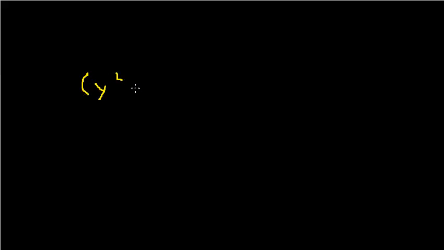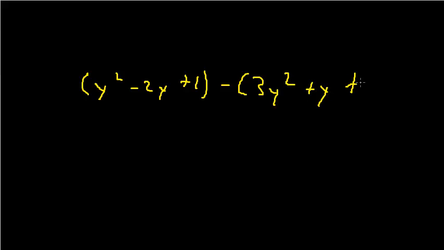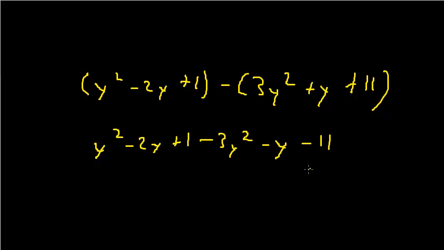Say I have y squared minus 2y plus 1. I'm going to subtract from it 3y squared plus y plus 11. Now here again I check to see if anything is happening inside or to these parentheses, and in this case there is. I have a negative sign in front of this parenthesis, which means I need to distribute this negative sign. Over here, nothing is happening to it, so I can just rewrite those. Y squared minus 2y plus 1. And then I distribute this negative sign, minus 3y squared minus y minus 11.